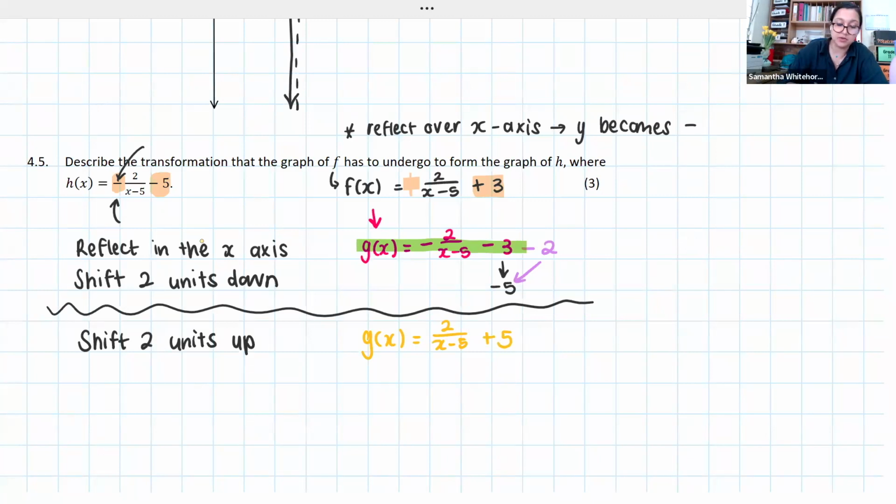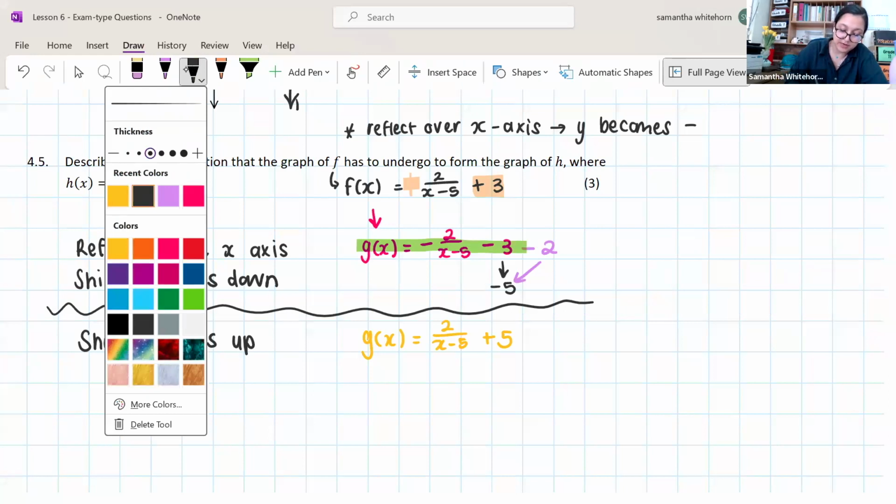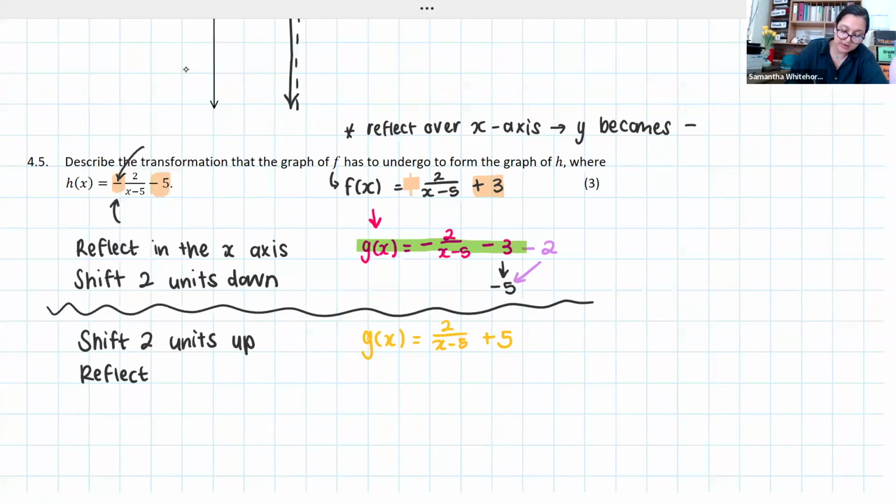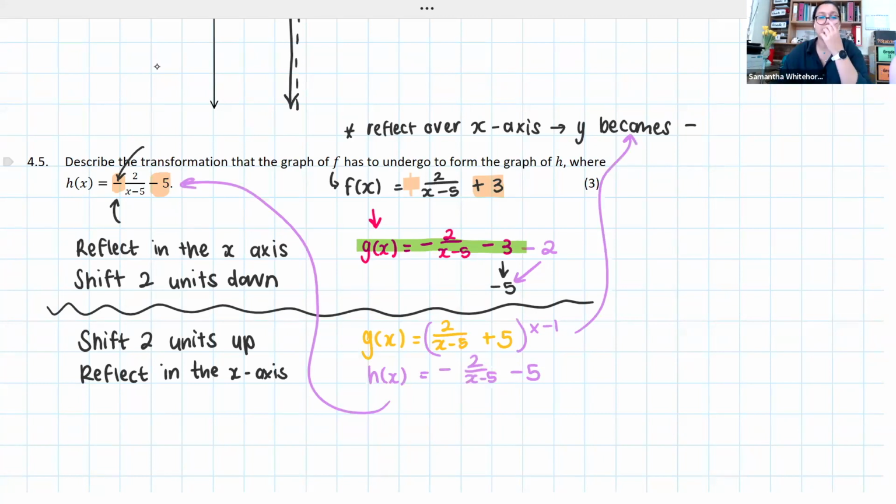Remember, I haven't yet dealt with the reflection. And now because I had that negative, I know there must be a reflection. I can say reflect about the x-axis. And so this is now where you will take your equation that you had, you will times it by -1 because the y's become negative. And so now you end up with your h of x is equal to minus 2 over x minus 5, which is exactly what they said h of x is.